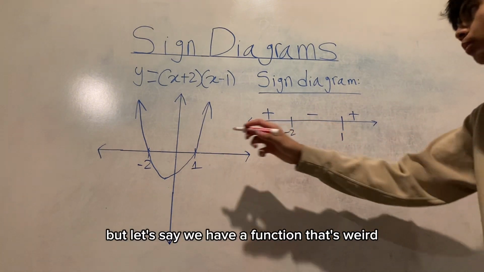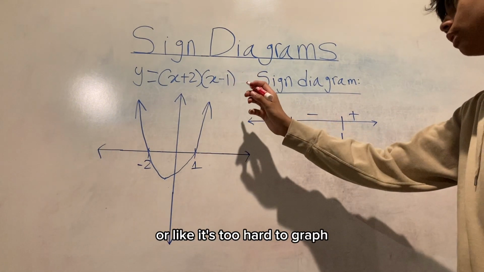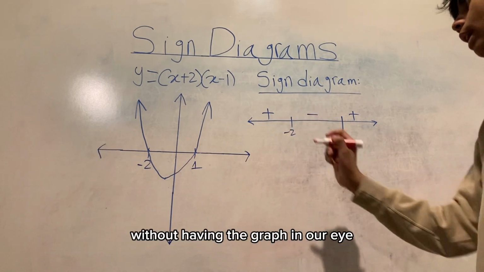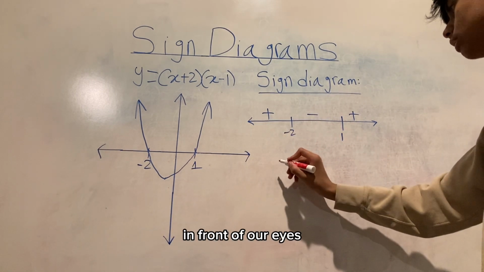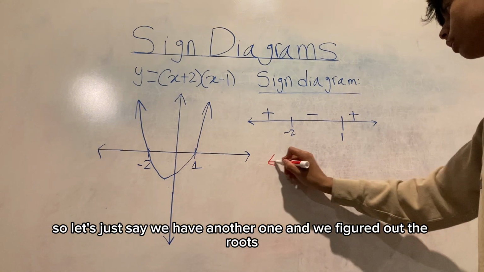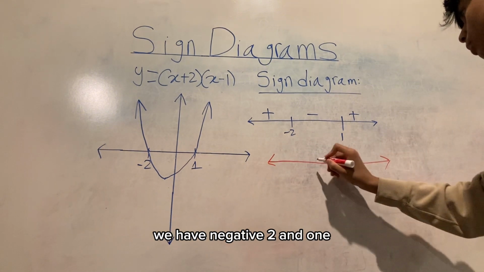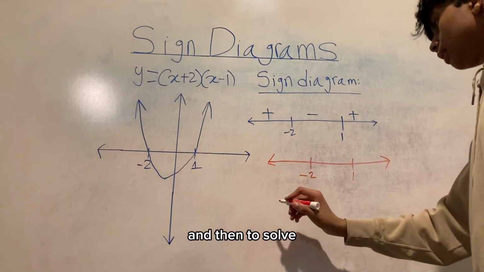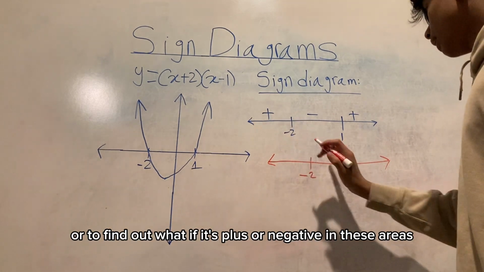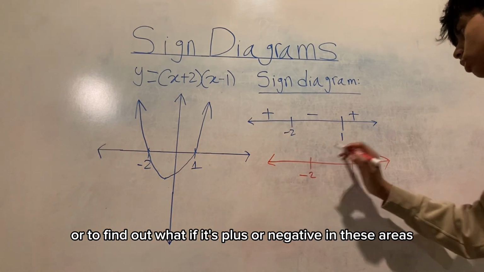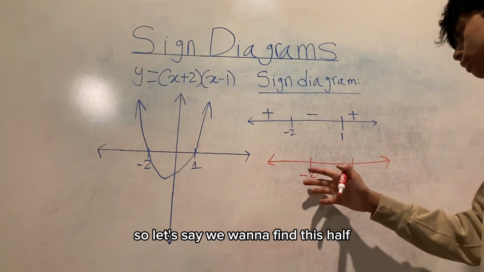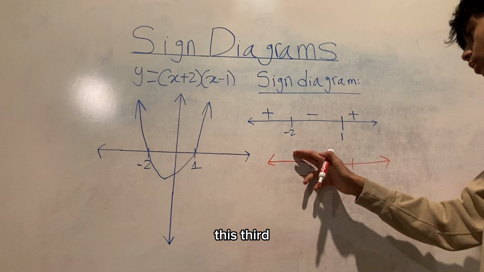But let's say we have a function that's weird or too hard to graph, and we just want to find the sign diagram without having the graph in front of our eyes. So let's just say we have another one and we figured out the roots. We have -2 and 1. And then to find out if it's plus or negative in these areas, all we have to do is plug in numbers. So let's say we want to find this third one first.